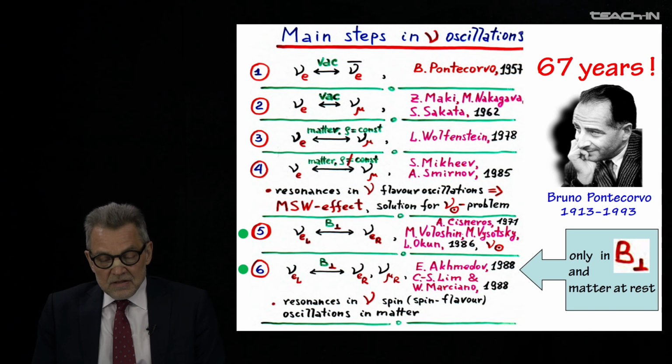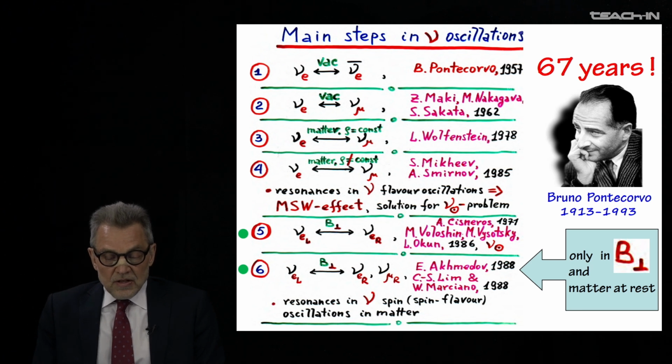The whole story started now 67 years ago with the prediction of Pontecorvo that in vacuum, if neutrino is a massive particle, there is a relation between neutrino and antineutrino. At that time, in 1957, only one type of neutrino was expected to exist. I would like to recall that the second type of neutrino, the muon neutrino, was discovered in 1962. And Pontecorvo just said that if the mass of neutrino is not zero, then a neutrino is a mixed state of neutrino and antineutrino, and there is a mixing.